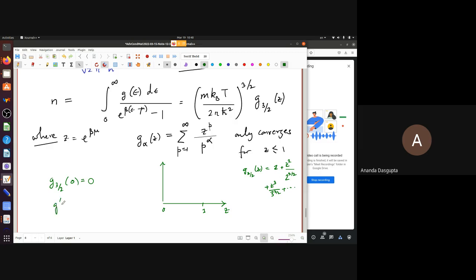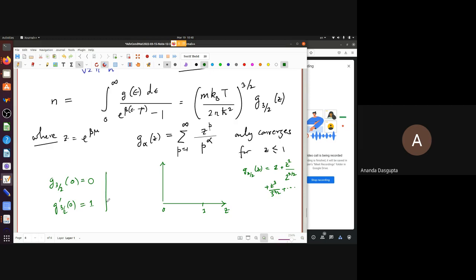What is the derivative? 0, sir. Are you sure? 1. The derivative is 1. Of course, when you differentiate this, it gives you 1. All the other terms have z in it, so they vanish.